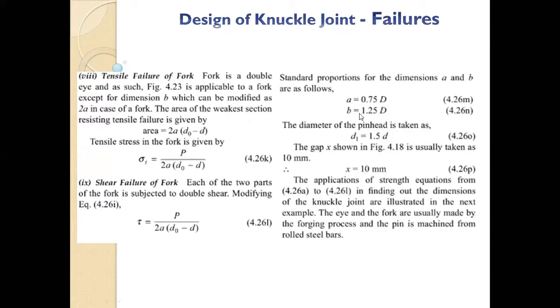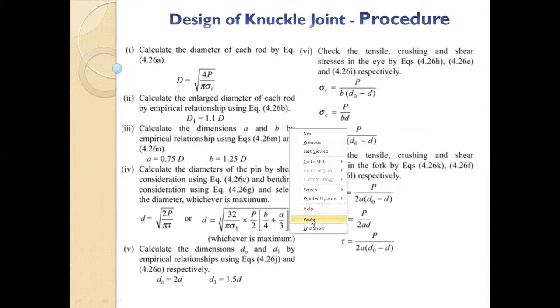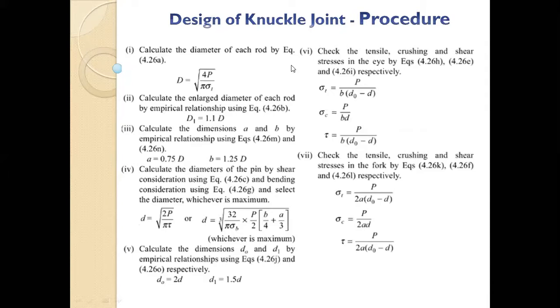As I told you, it is mentioned here that A is 0.75 d and B is 1.25 d. D1, the head of the pin, is 1.5 d, and D0 we take as 2 d. Now this is the procedure we are going to use for the design. There are 7 steps. In the first 5 steps we'll calculate the dimensions, and in the 6th and 7th steps we will verify that our design will not fail with the dimensions we got. Let me cross-check whether we are on track. There is nothing in the chat, so I think we are okay.